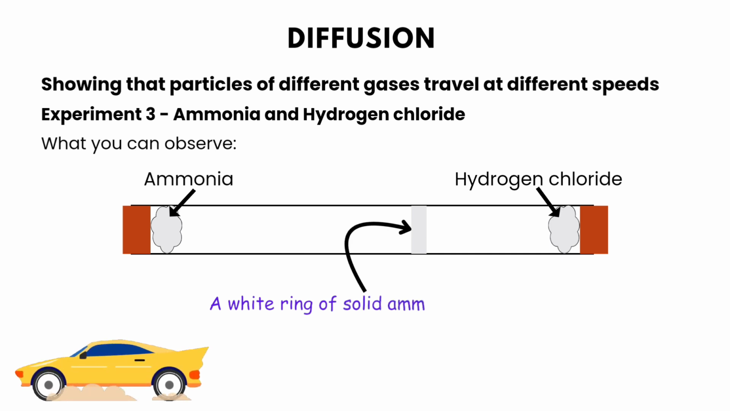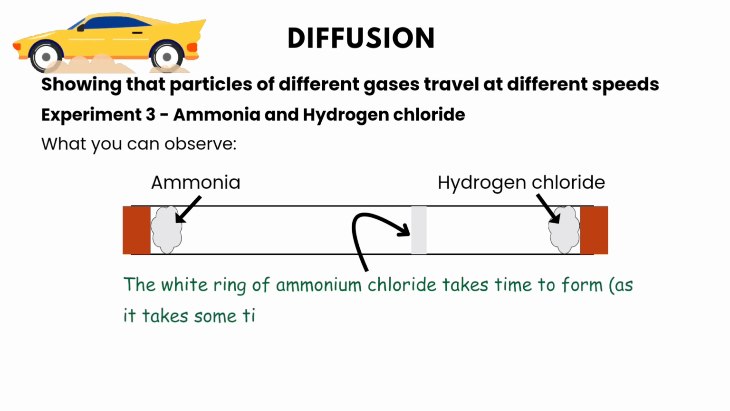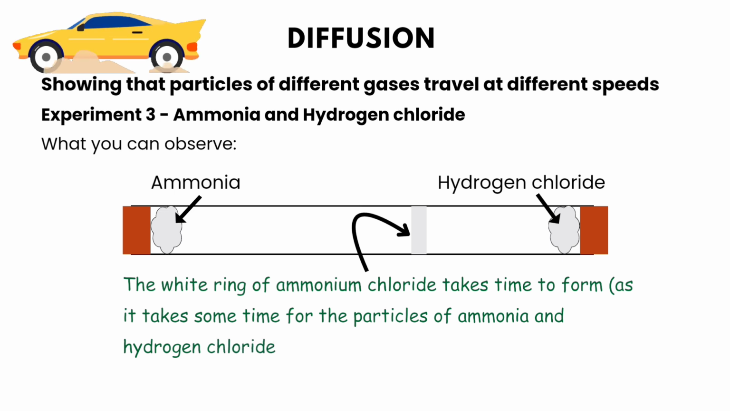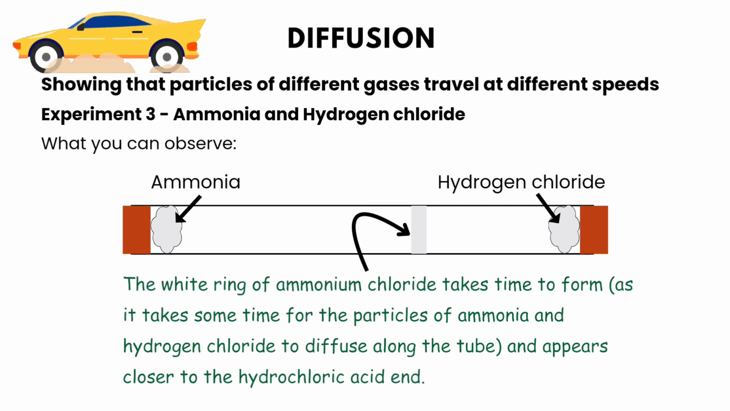What you can observe: a white ring of solid ammonium chloride forms where they meet. The white ring of ammonium chloride takes some time to form. This is because it takes some time for the particles of ammonia and hydrogen chloride to diffuse along the tube, and the white ring also appears closer to the hydrochloric acid end.